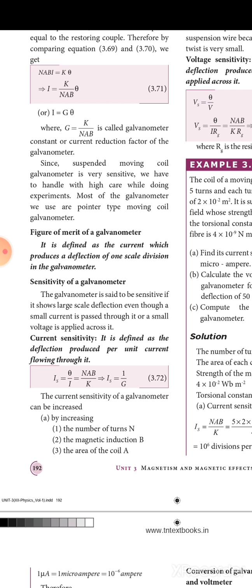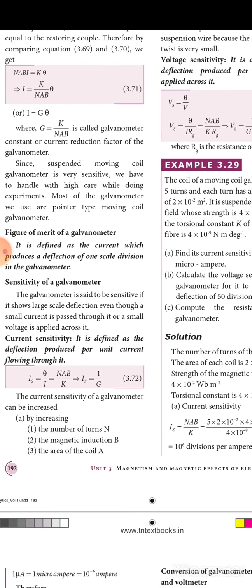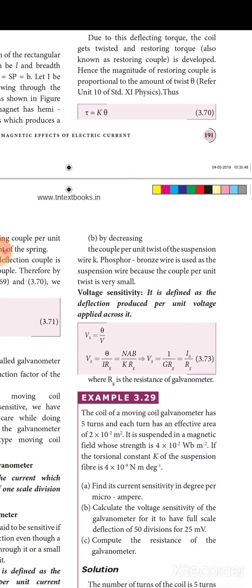If we provide a large amount of current, the device gets damaged, because the galvanometer needs just a small amount of current. So this is called the sensitivity of a galvanometer. Current sensitivity of a galvanometer is defined as the deflection produced per unit current flowing through it. A knowledge-based question may be asked: how do we increase the current sensitivity of a galvanometer? We write that it is by increasing the number of turns, the magnetic induction and the area of the coil, and by decreasing the couple per unit twist.